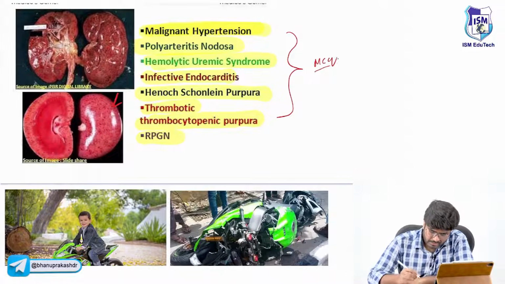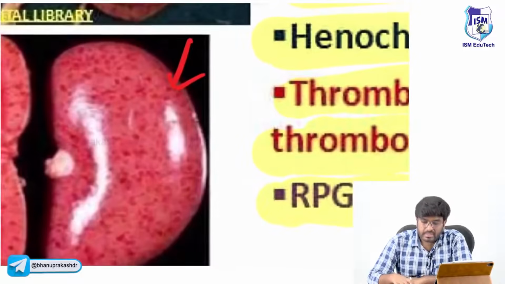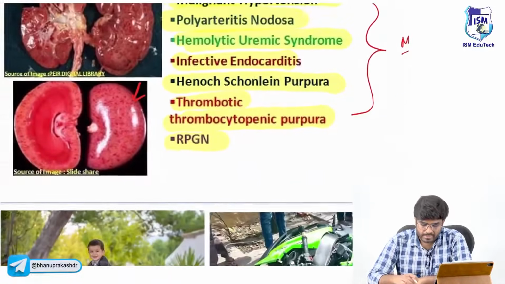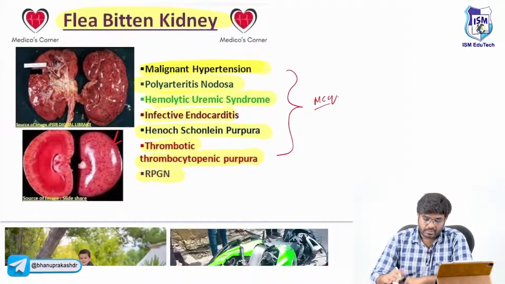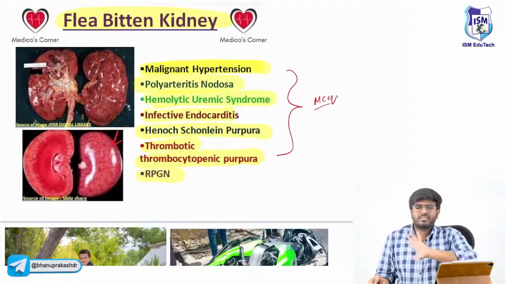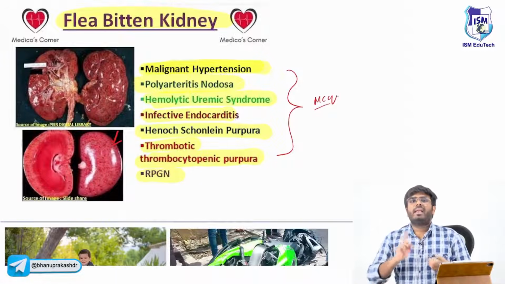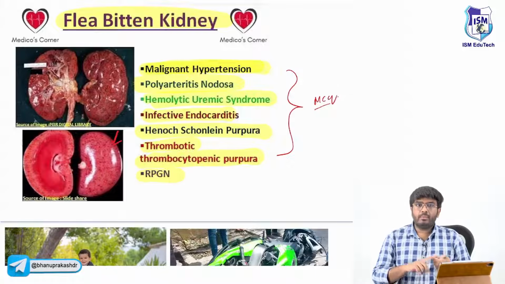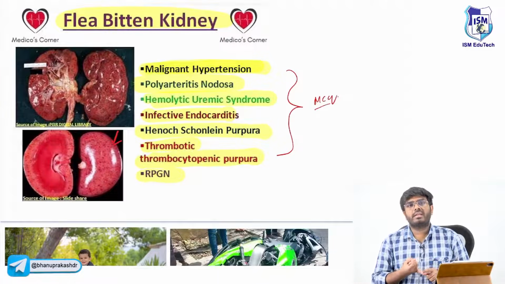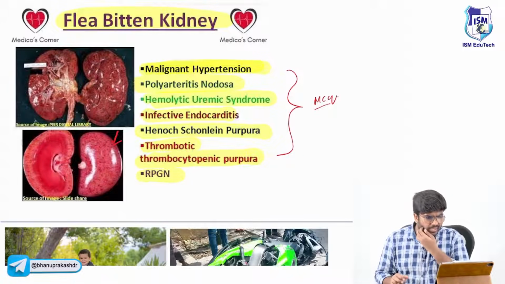Image based question they can ask you. See, that's a petechial appearance on the kidney. Now tell me, flea-bitten kidneys are associated with, just answer whatever you can. Malignant hypertension, hemolytic uremic syndrome, polyarteritis nodosa, Henoch-Schönlein purpura, rapidly progressive glomerulonephritis, infective endocarditis. Enough. If you can remember this much, it's more than enough, sir.